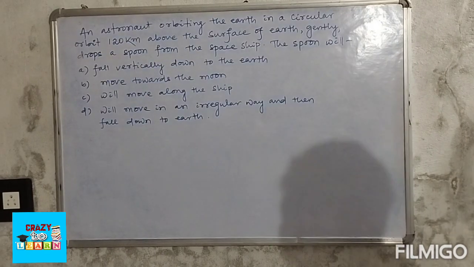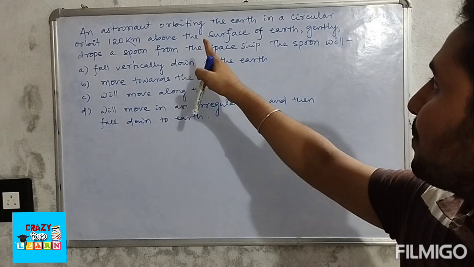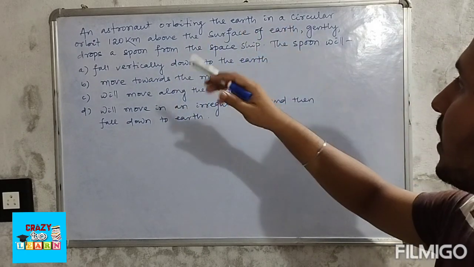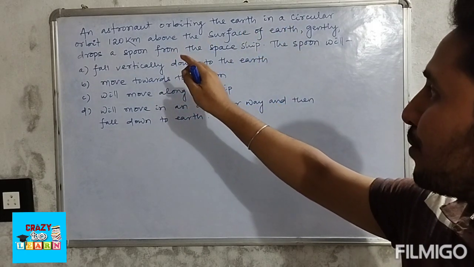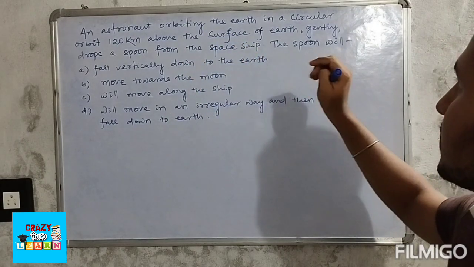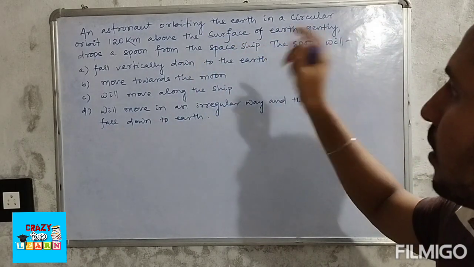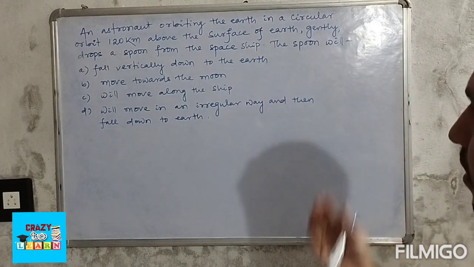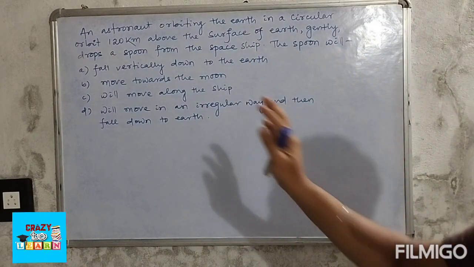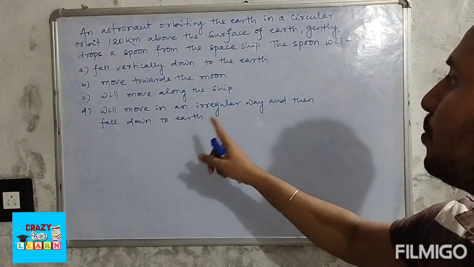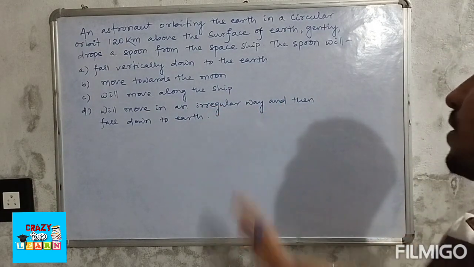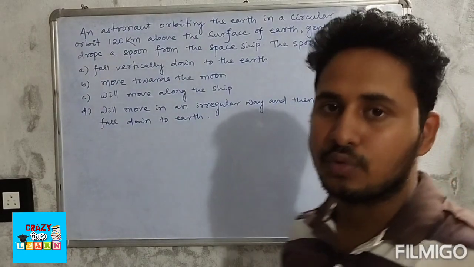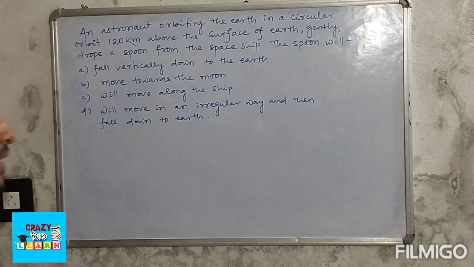Our next question is: an astronaut orbiting the Earth in a circular orbit 120 km above the surface of Earth gently drops a spoon from the spaceship. The spoon will fall vertically down to the Earth, move towards the moon, move along the ship, or move in an irregular way and then fall down to Earth. So what will be the answer? The answer is very simple. Directly, without any calculation, we can choose the answer.